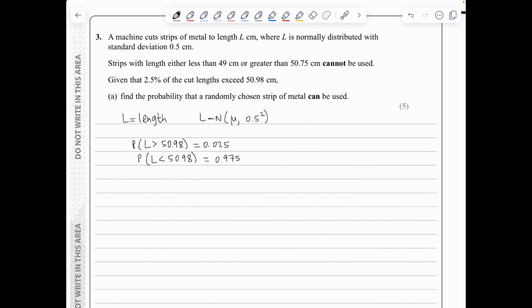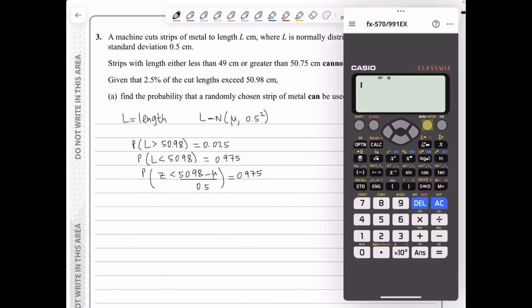I will now standardize. So we go into Z by deducting the mu and dividing by the standard deviation, which we know to be 0.5, and this is 0.975. So I'm going to use my calculator here. So I press menu, option 7, and it's the inverse normal. So my area is 0.975. My sigma is 1 and my mu is 0. This will give me the value.